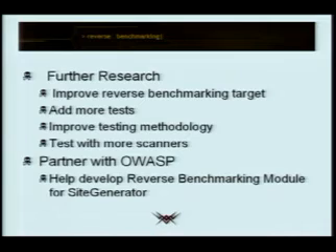For further research, we want to improve the reverse benchmarking target, add more tests, like I said, and improve the testing methodology, because right now there are so many different signatures thrown out by the application scanners that coming up with the buckets is somewhat arbitrary, and I did that late last night, so it's far from perfect.